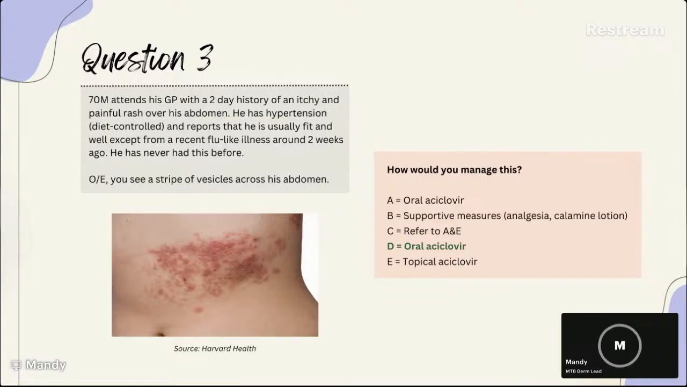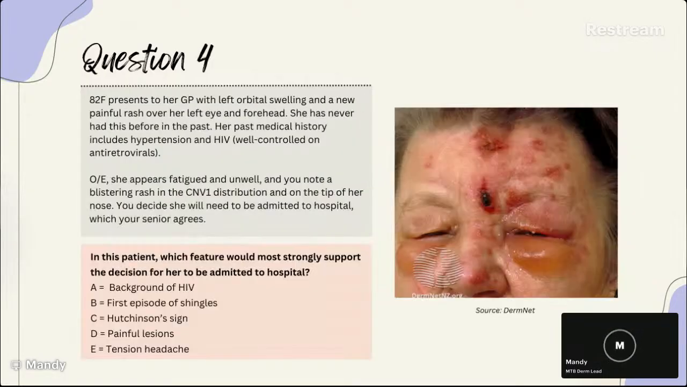I'll move on to the next question, and then we will again explain what they have in common, or maybe what they don't have in common. So this is question 4 now. We've got a different patient. It's an 82-year-old lady who has come to her GP with a left orbital swelling and a new painful rash over her left eye and her forehead. She's never had this before, and her past medical history includes hypertension and HIV, for which she's quite well controlled on her antiretrovirals. On examination, she appears fatigued and unwell, and you note a blistering rash in the CNV1 distribution and on the tip of her nose. You decide she will need to be admitted to hospital, which your senior agrees with.